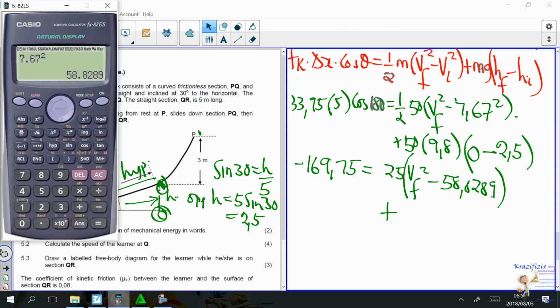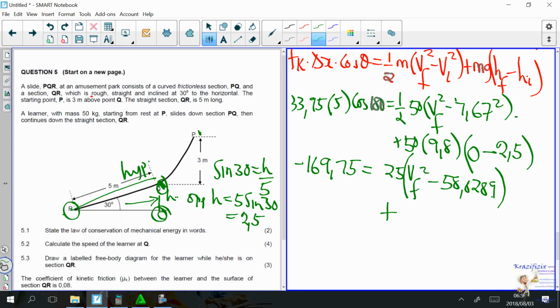Let's run through that and do that quickly. What am I going to have? 50 times 9,8, close the bracket, times what? 0 minus 2,5. What am I getting here? Negative 1225. Do you remember that number? Negative 1225. All right. Now, what do I do?